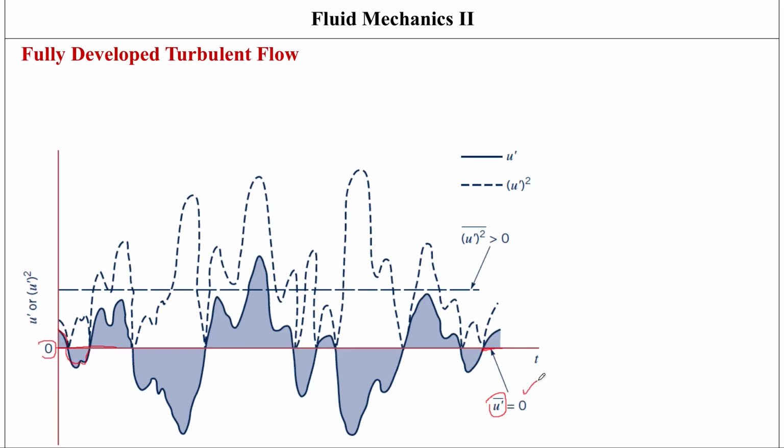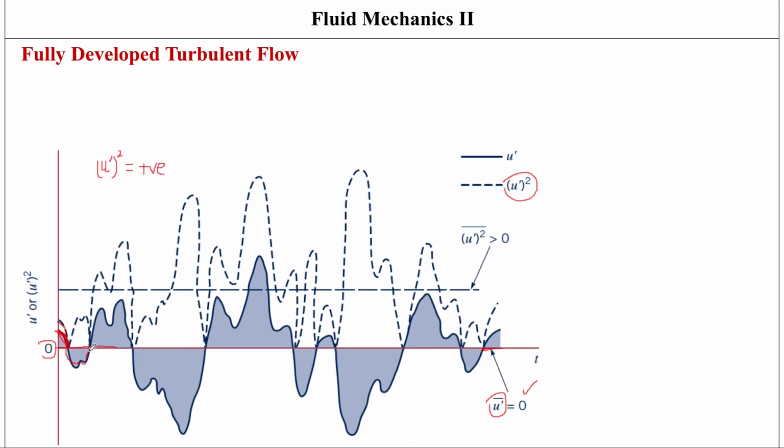The second point is that if I was to take a square of these fluctuations, so let's say I'm looking at this one right now. I'm looking at u dash here. If I was to take a square of u dash, I would get naturally a higher value, right? It would be positive. So if I was to take a square of u dash, I would get some positive value. It would be higher than u dash, of course, and it would be positive.